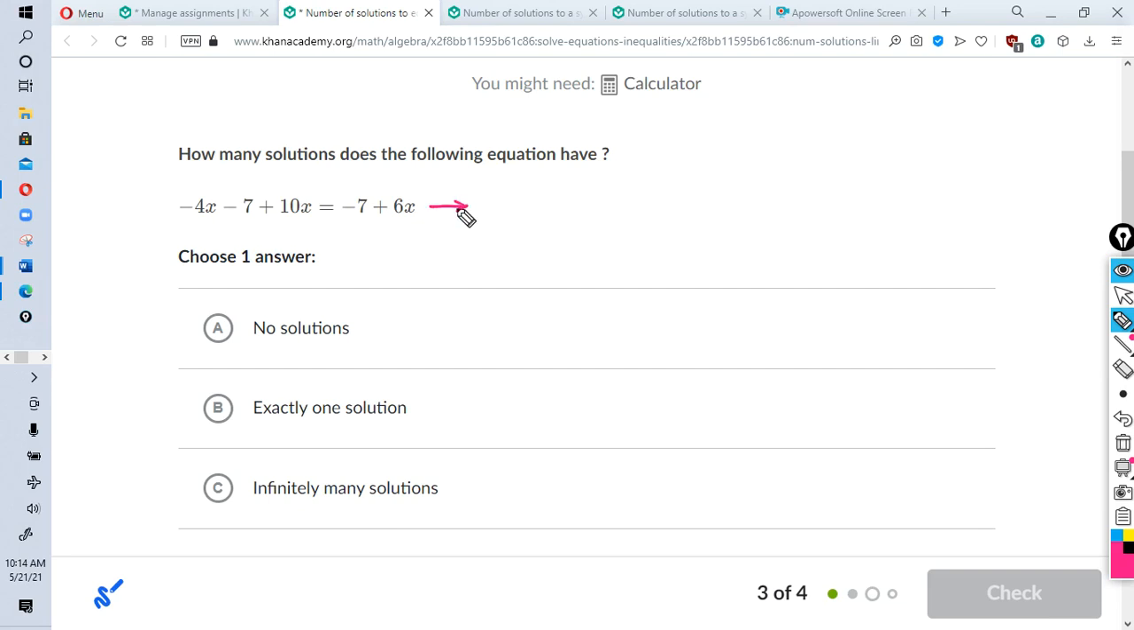So this one's easy. You're just trying to solve for x. So let's see here. -4x plus 10x is 6x. And that's going to be -7. And then on the other side of the equal sign, we have -7 plus 6x. So you can see we have the same thing on both sides. -7 and +6x. You can keep going with this, but you'll just end up with 0 equals 0. Since we have the same thing on both sides, it's going to be infinitely many solutions. Anything you plug in for x will satisfy this equation. Anything you plug in will work.